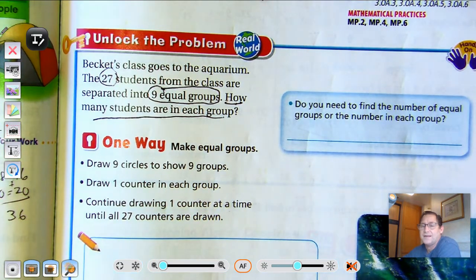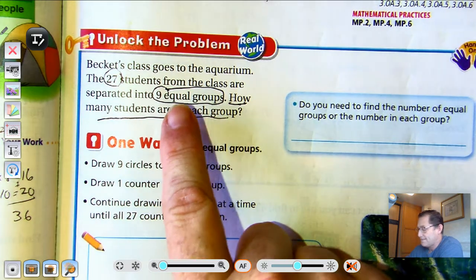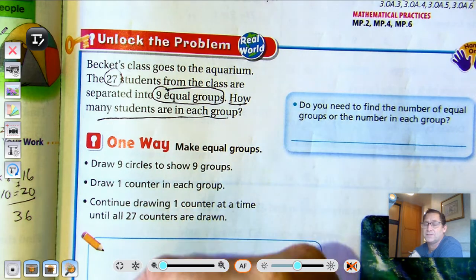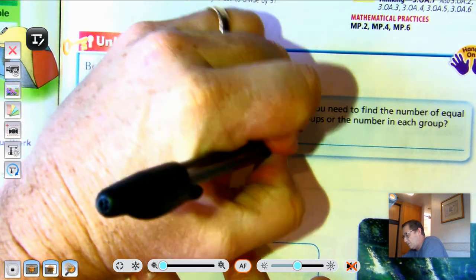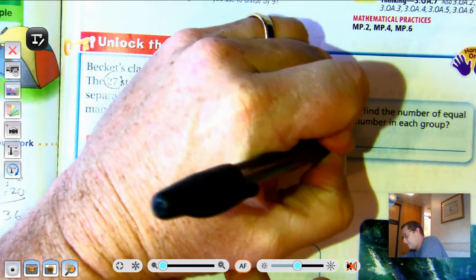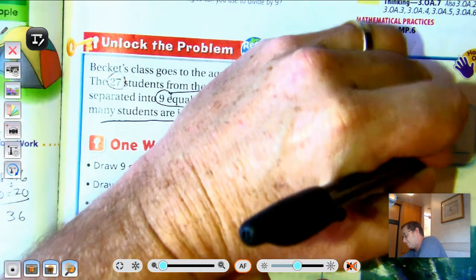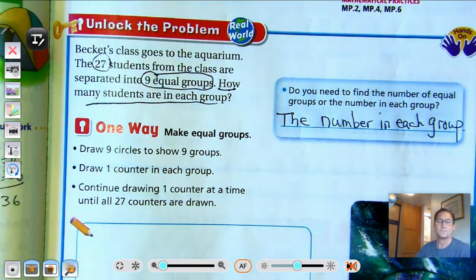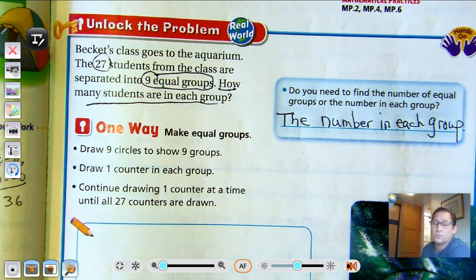And so do we need to find the number of equal groups or the number in each group? Well, they've already stated that there's going to be 9 equal groups. So we have to find out how many students will be in each group. So the number in each group. Now, one way, and this isn't a new method or a strategy, we've practiced this, says make equal groups.